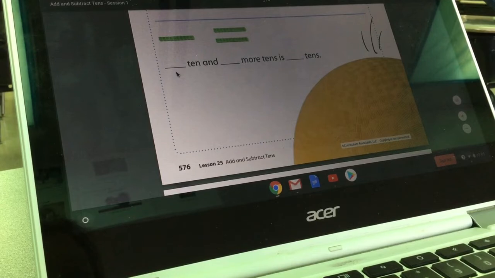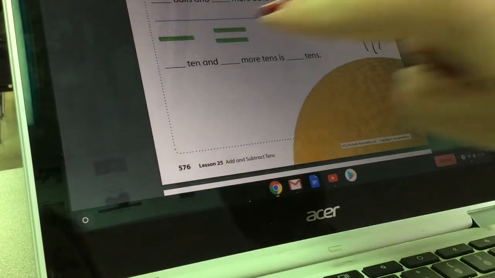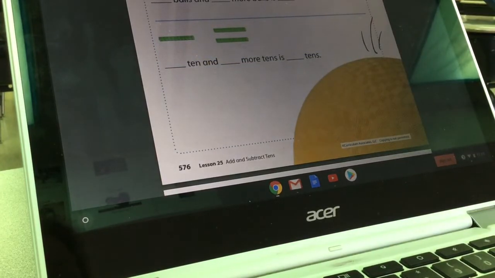Listen to the problem again. 10 and more tens is ___ tens. All right. So looking at this, we see how many tens in this first group. Some of you might be thinking 1, some of you might be thinking 10. The correct answer is 1 ten. We're not going to say 10 tens. We're looking at 1 ten here. Remember, a ten is when we have a group of 10 ones all stuck together. That's what we see here.